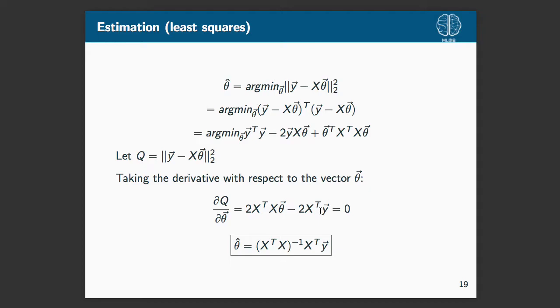And if you want to look at this more, the slides are posted, so you can just stare at this if you want to really understand it. I don't want to spend too long on it because it's not the most important thing for us right now. It turns out that the best theta is equal to this: (X transpose X) inverse times X transpose Y.